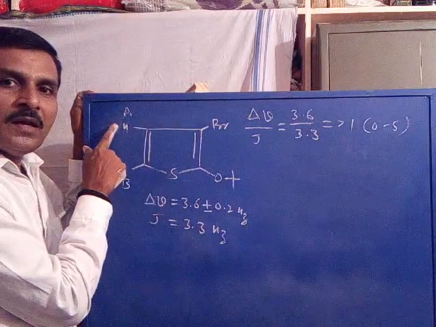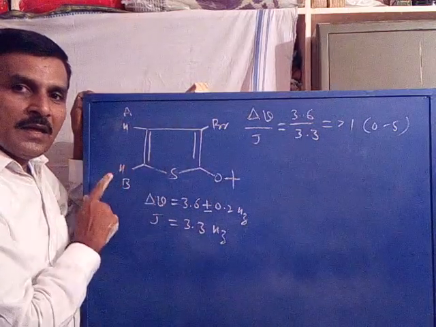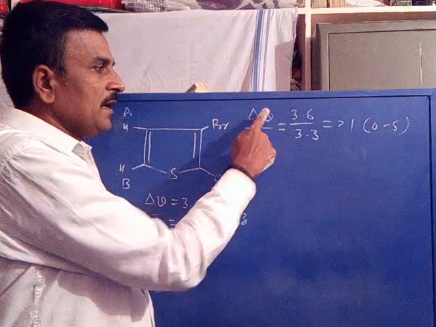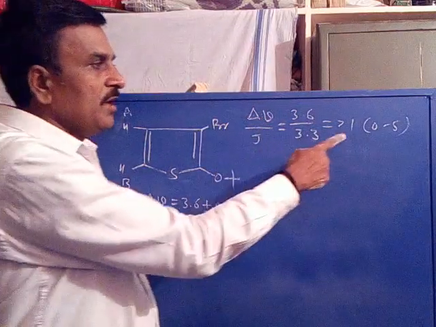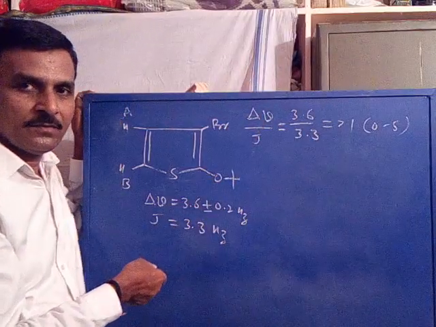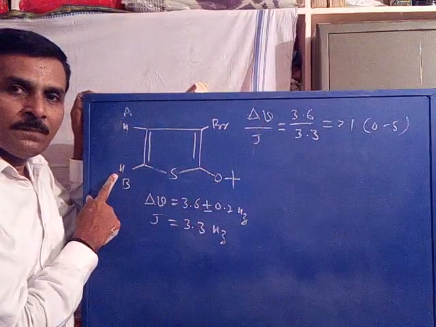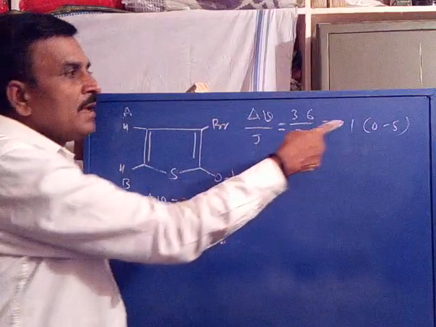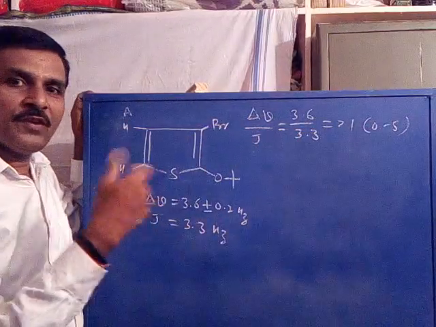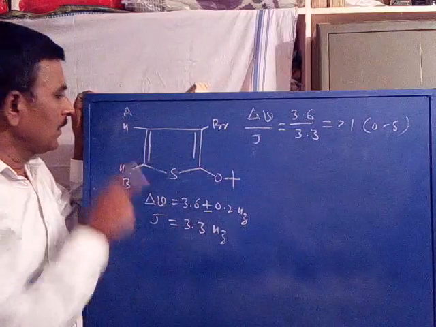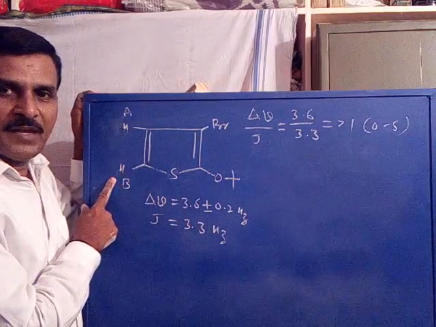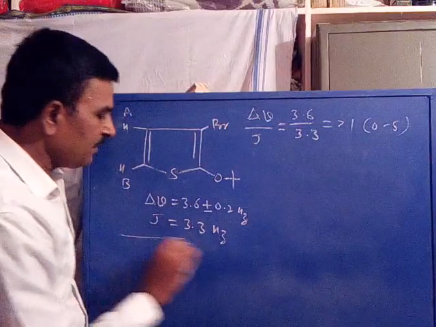Now, one proton is designated with A, the other is designated with B. When the delta nu divided by J ratio is in between 0 to 5, then we have to use ABC letters. Now for this system, delta nu divided by J is greater than 1. The value is under 0 to 5. Therefore, we should use ABC system. One proton is designated with A, the other proton is designated with B. So this becomes AB system.